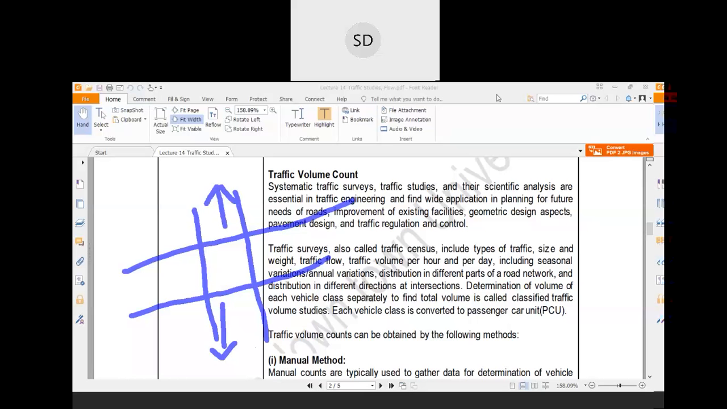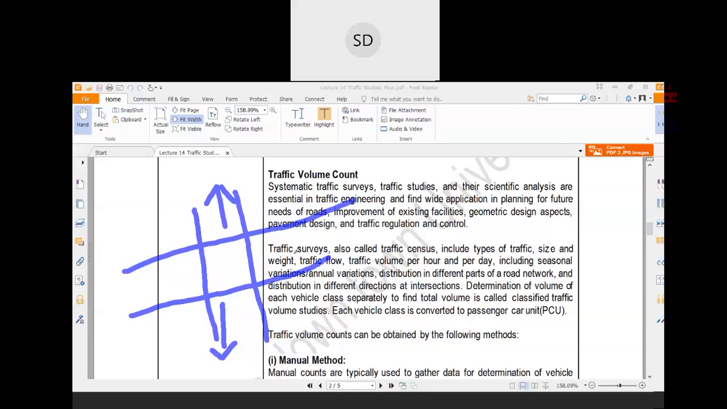For the traffic volume study, as there are different types of vehicles, to generalize the traffic volume study, all the vehicle classes are converted into a single class, and this is called passenger car unit. That is, all types of vehicles are mathematically converted to passenger car. The reference for the passenger car unit is our passenger car, our small cars, personal cars.